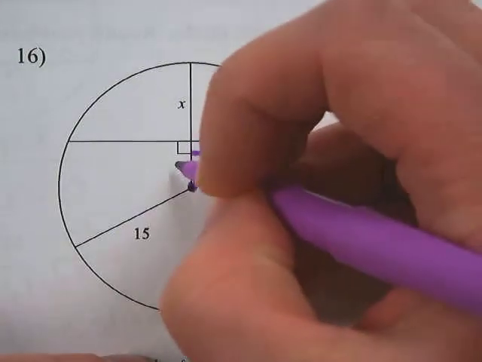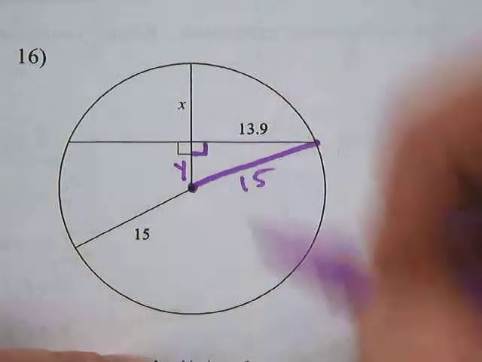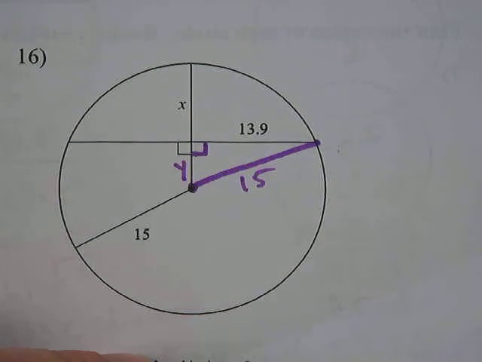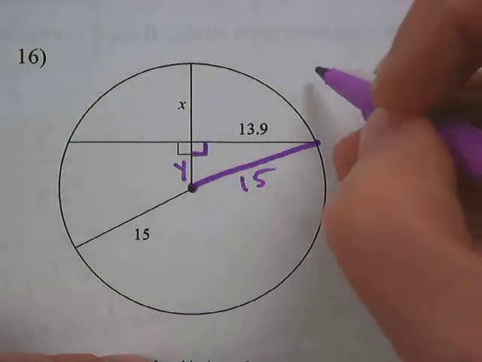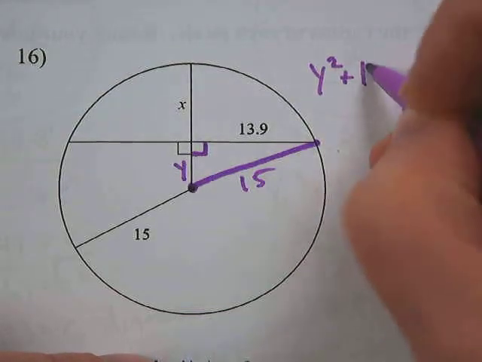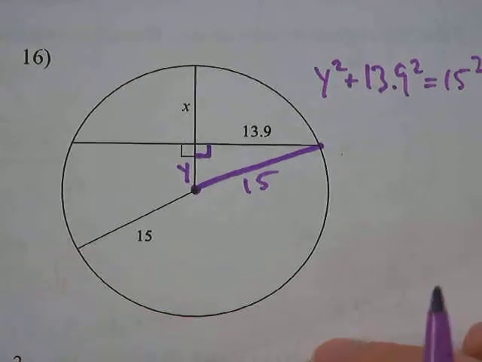So I'm going to call that missing piece y, and we'll get to how this is connected to x in a moment, solving for the segment that we actually want. But let's find this piece first. So we're going to go y squared plus 13.9 squared equals 15 squared.